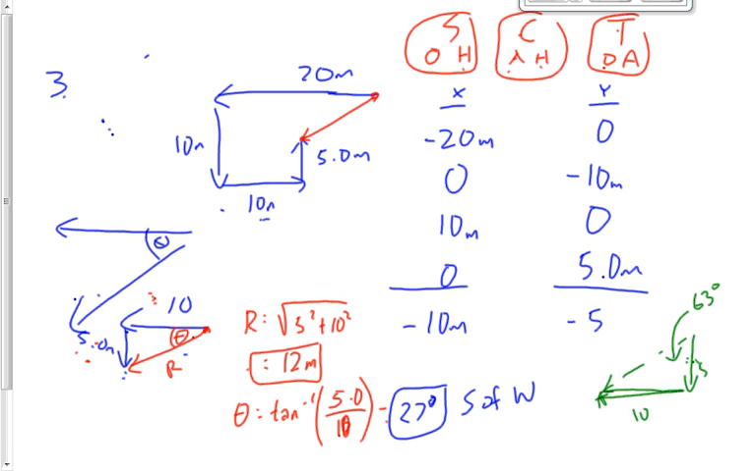Let's look at the other way. We went south, then we went west. We went west after south, or 63 degrees west of south. Those are both the exact same answer. How can they both be right? How can you have two completely different numbers that are both the right answer? Well, let's look at this.